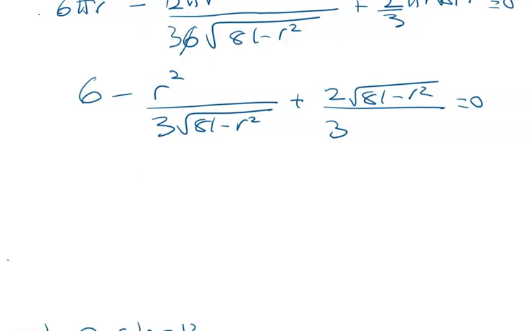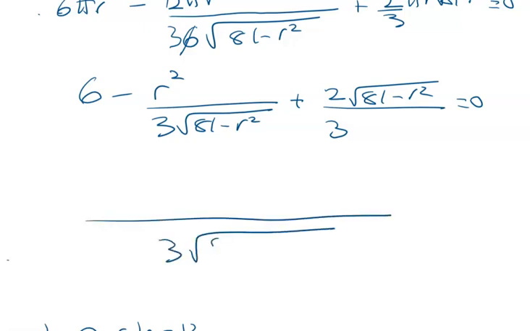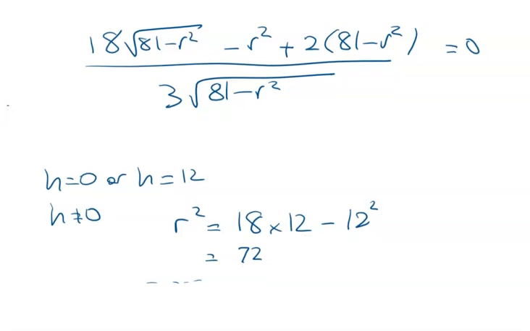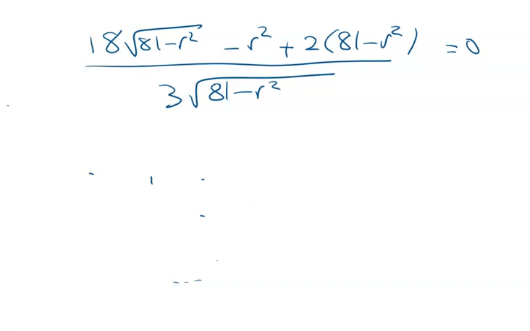Right, where's my pen gone? Here we are. Common denominator. We need 3 root 81 minus r squared. That gives me 18 root 81 minus r squared plus, just timesing in this bit here, I get 2 times 81 minus r squared equals 0. You can see in my earlier working I was done by now, right?